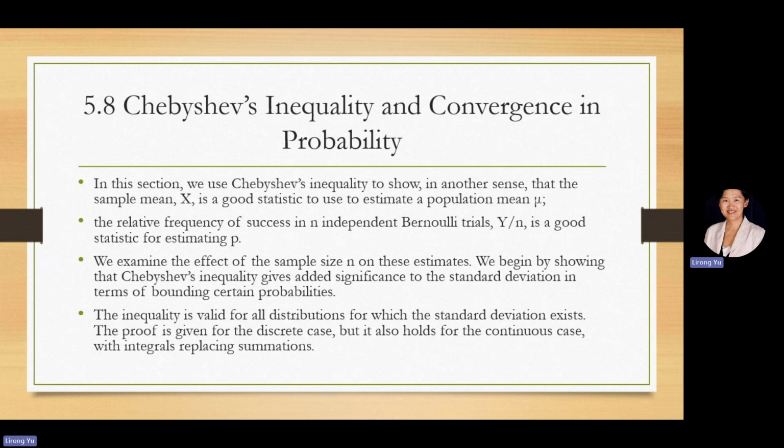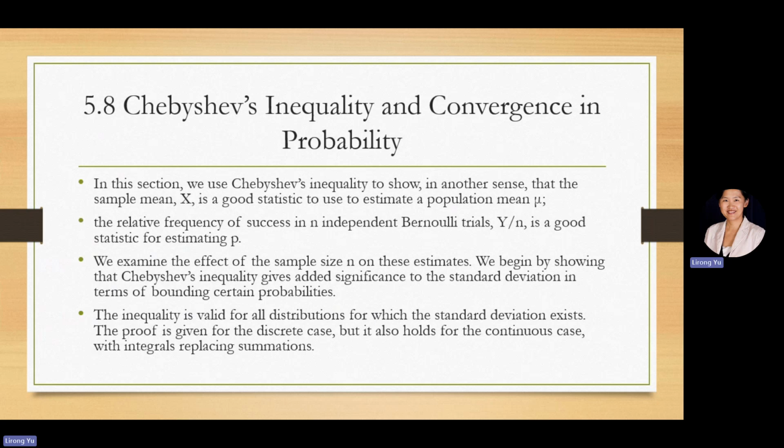So today we're going to talk about the Chebyshev theorem. The title is Chebyshev Inequality and Convergence in Probability. As indicated by the title, the Chebyshev theorem is not an equation, it's an inequality. So it will be providing an upper bound or lower bound. It's not going to provide the exact value of the probability.